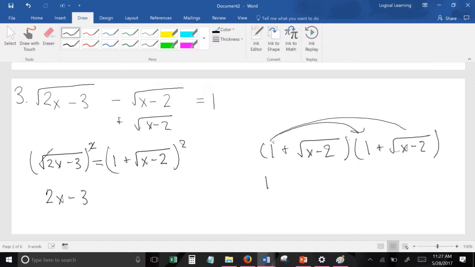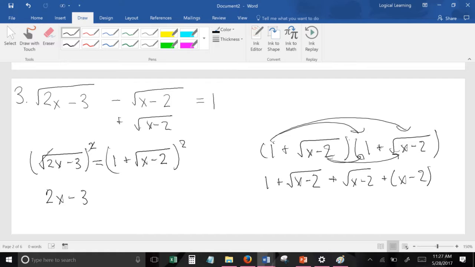Take our outside terms, 1 times the square root of x minus 2 is just the square root of x minus 2. Our inside terms, this is going to be the same thing, plus square root of x minus 2. And our last terms is the square root of x minus 2 times the square root of x minus 2, which is the square root of x minus 2 squared, and the square and the root cancel out. So we're just going to get plus x minus 2.